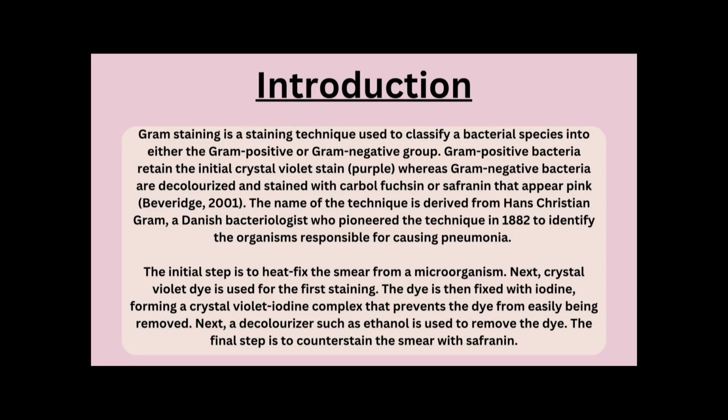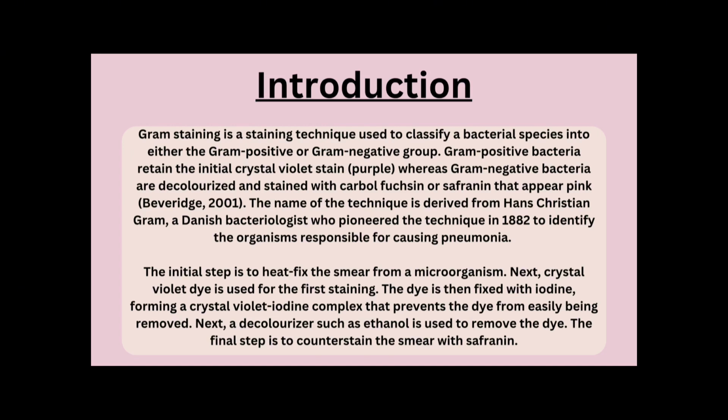Gram staining is a staining technique used to classify a bacterial species into either the gram-positive or gram-negative group. Gram-positive bacteria retain the initial crystal violet stain, appearing purple, whereas gram-negative bacteria are decolorized and stained with counterstain safranin, appearing pink. The name of the technique is derived from Hans Christian Gram, a Danish bacteriologist who pioneered the technique in 1882 to identify the organisms responsible for causing pneumonia.